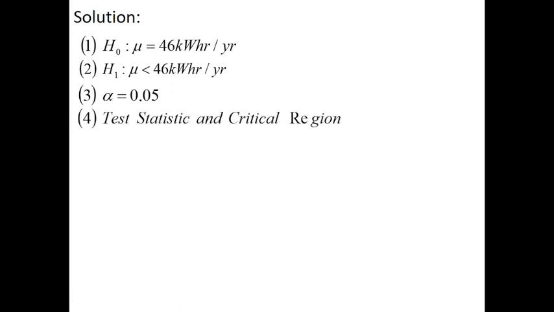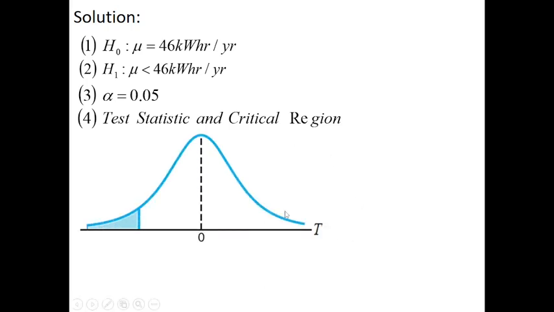So let us establish a critical region for our test statistic. We're going to use the t-test. So when we have a t-test, this is the graph of the t distribution, similar to the normal distribution.